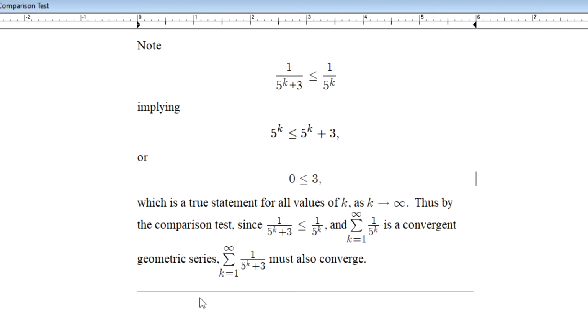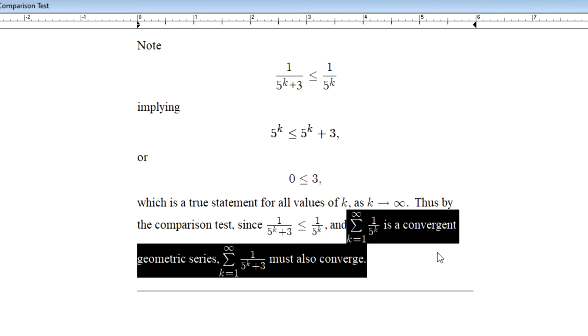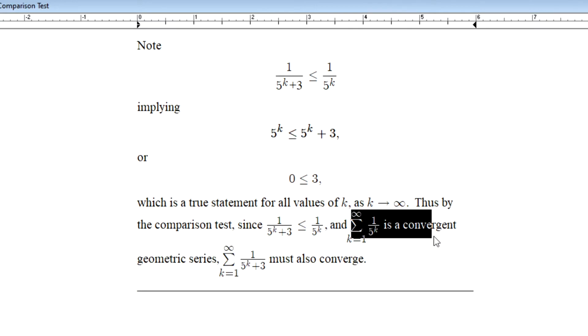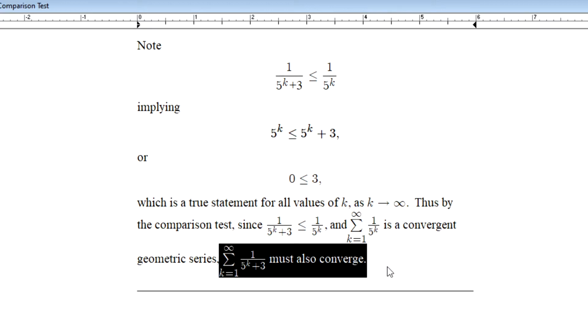Thus, by the comparison test, since the arguments of our given series are always less than or equal to the arguments of the known convergent series, and the geometric series we're comparing to is convergent, we can show that the given series is convergent.